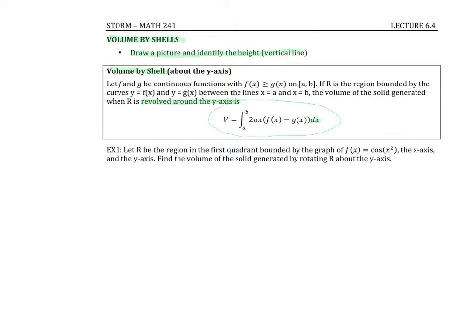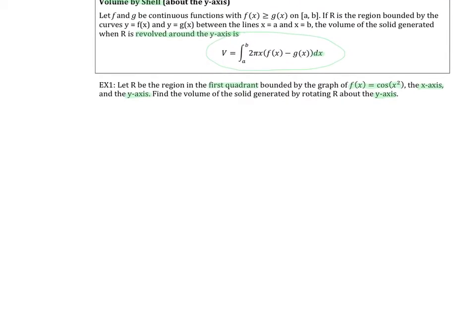In example 1, we're going to take this region in the first quadrant, bounded by the function cosine of x squared. Since it's in the first quadrant, it's bounded by the x-axis and the y-axis. So notice the volume that we're going to generate is going to rotate about the y-axis. All right, let's draw ourselves a picture. And now we're in the first quadrant, and we're going to rotate about the y-axis.